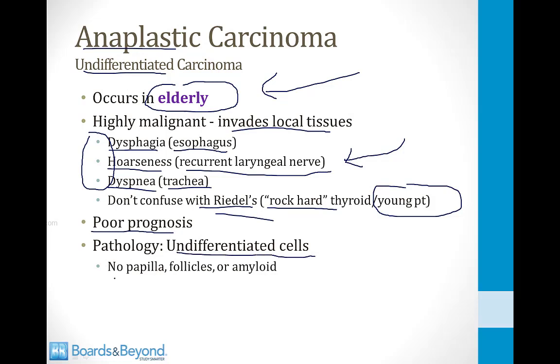Basically, there are cells that will not form papillae, like papillary carcinoma. They won't form follicles, like follicular carcinoma, and you won't see any amyloid or other features to suggest medullary carcinoma. And that concludes our module on thyroid cancer.